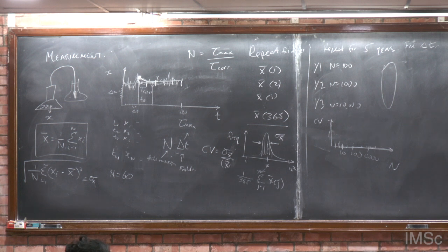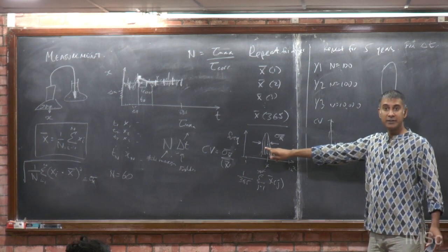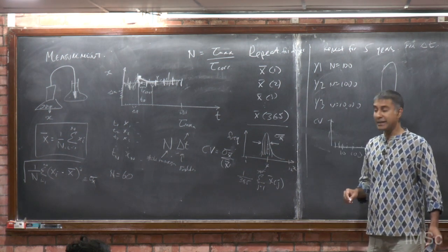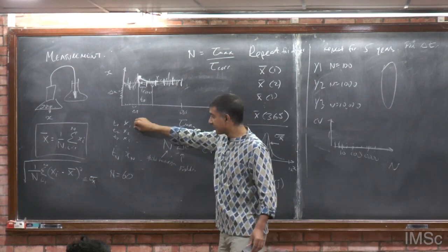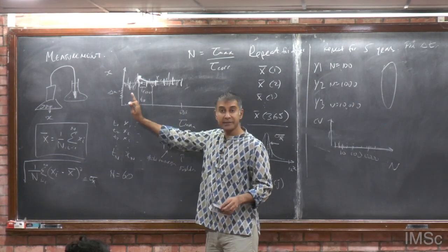Any guesses? This graph will be louder, shifted. This one will be shifted. Why would it be shifted? I'm taking an average, right? I'm taking an average of, I'm keeping delta t fixed.